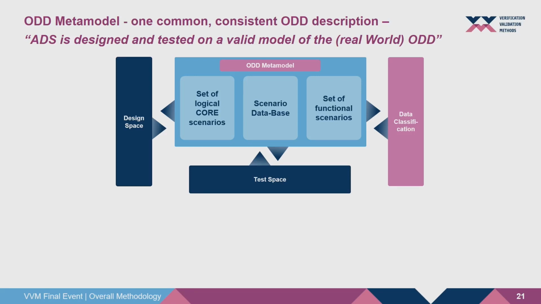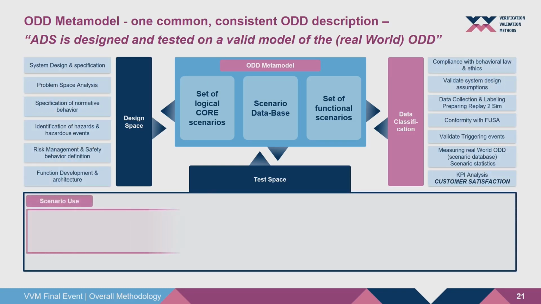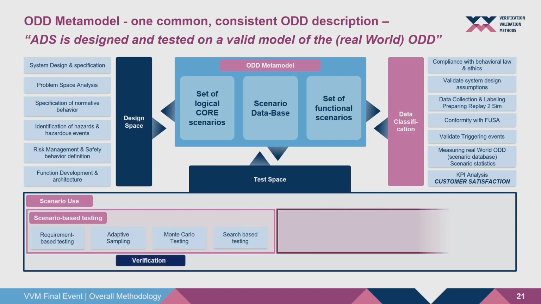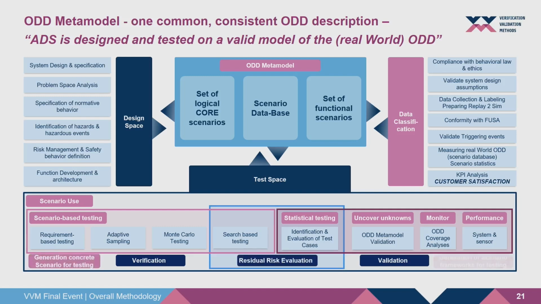This is my most complex image, and lunch is waiting outside, so I'll keep it short. You see 3 blocks. In the left block, we find the discussed sub-steps of the design process, where we apply our ODD meta model and the scenarios saved as the shape of the design space.